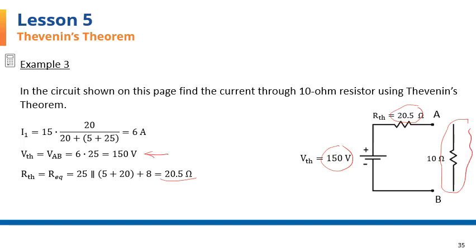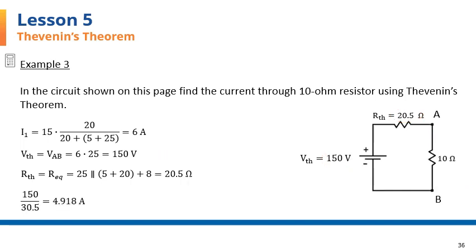To find the current through it, we'll replace that 10 ohm resistor back in the circuit and find the current by dividing 150 volts over the sum of these two resistances. So 150 over 10 plus 20.5, 30.5, gives us the 4.918 amps that goes through the 10 ohm resistor. We are at the end of lesson 5.